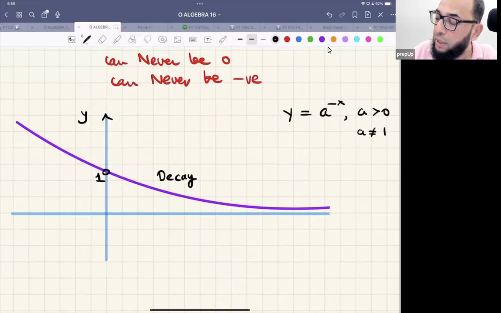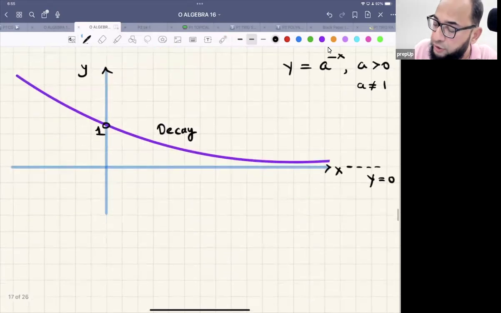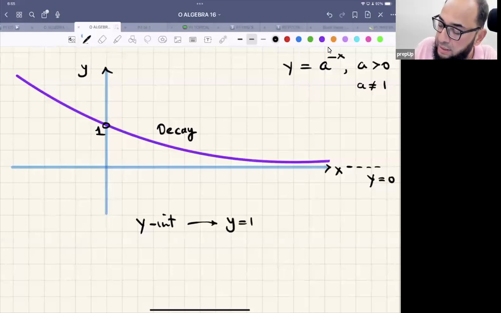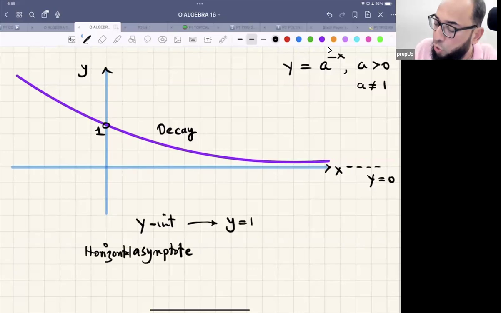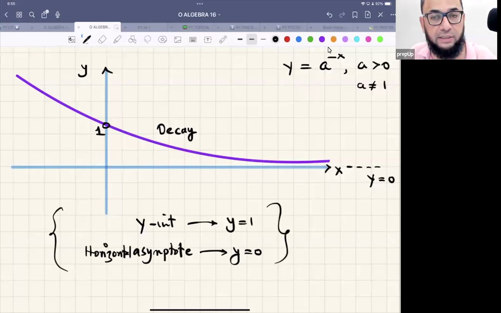Okay, so now over here, this is the x-axis. That's the asymptote, y equals 0. So the y-intercept is y equals 1, and the asymptote is a horizontal asymptote. There could be a vertical asymptote, but this is a horizontal asymptote, y equals 0, and these are the two salient features of this graph.